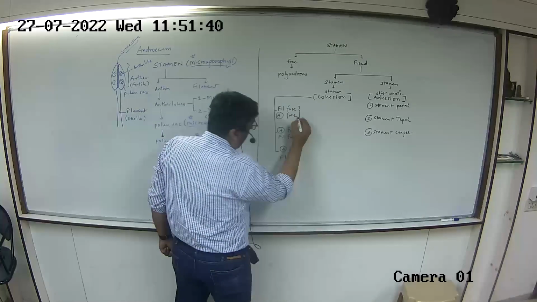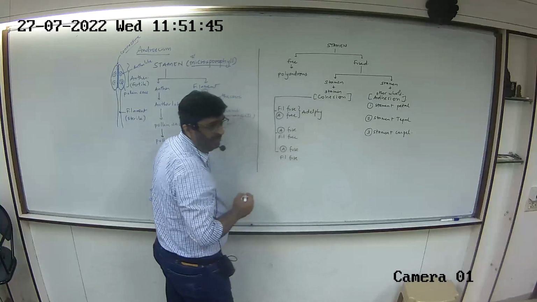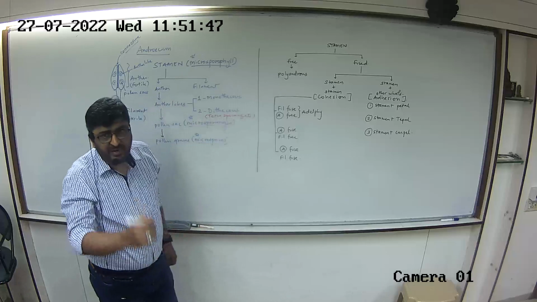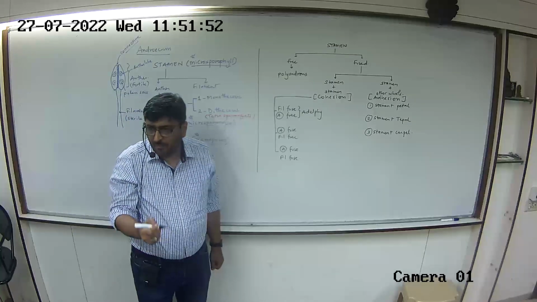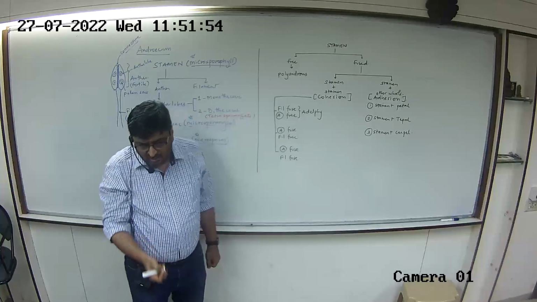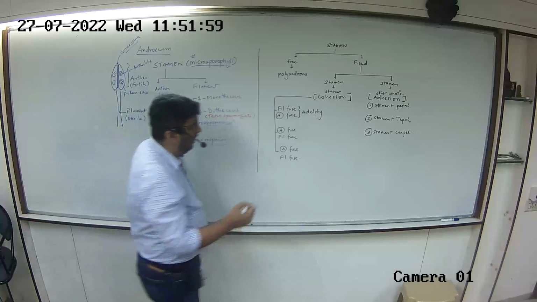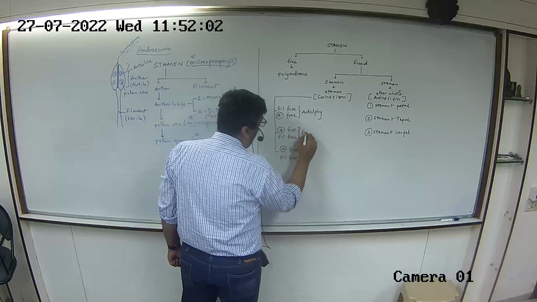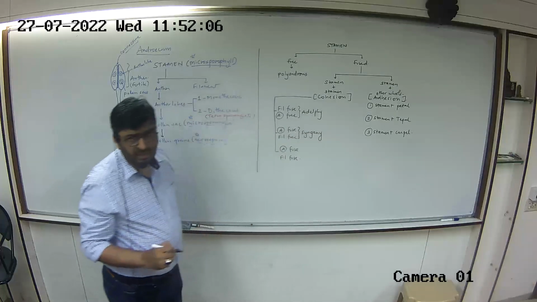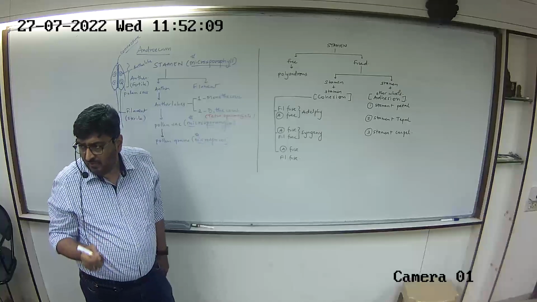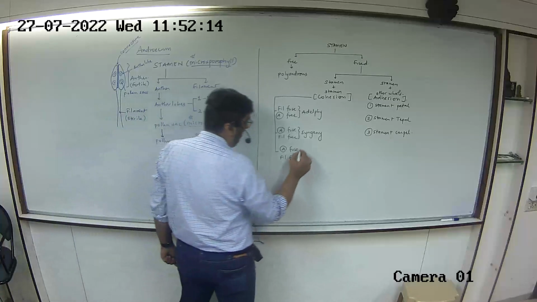This condition is called Adelphi. How do you define Adelphi? When the filaments of the stamens are fusing among themselves and anthers are remaining free, this condition is called Adelphi. This condition is called syngeny. How do you define syngeny? When anthers are fused and filaments remain free, the condition is called syngeny.